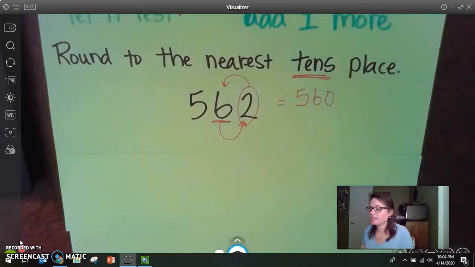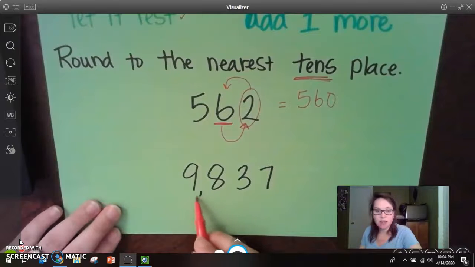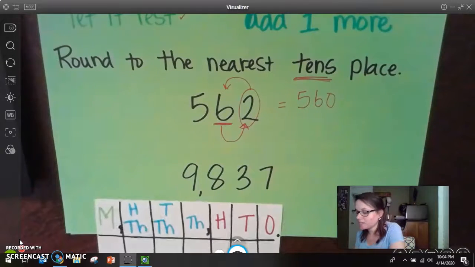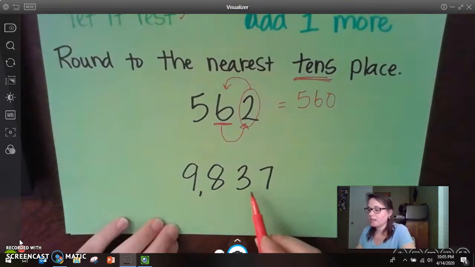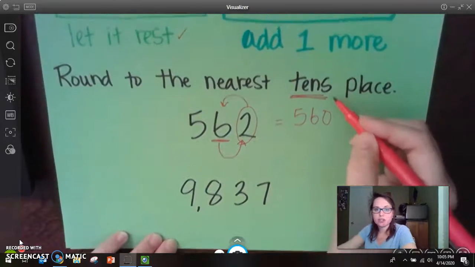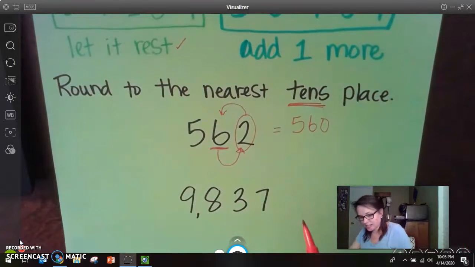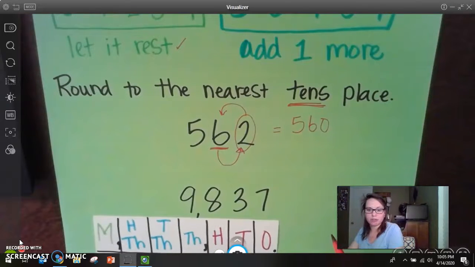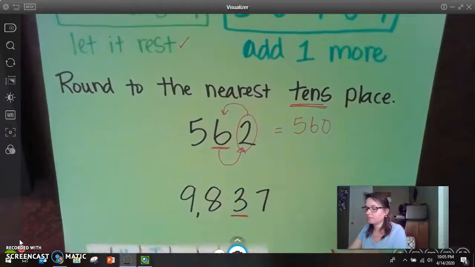Okay, pretty easy there. So let's take a look at another problem here. So I have the number 9,000. I know that's in the thousands place because I have my comma. And if I want to take my cheat sheet, I know my thousands is here and right above it is a 9. So I have 9,837 and I'm still rounding to the tens place. So which number is in my tens place? I'm going to bring back my little cheat sheet and that is the 3. So I'm going to go ahead and underline it.